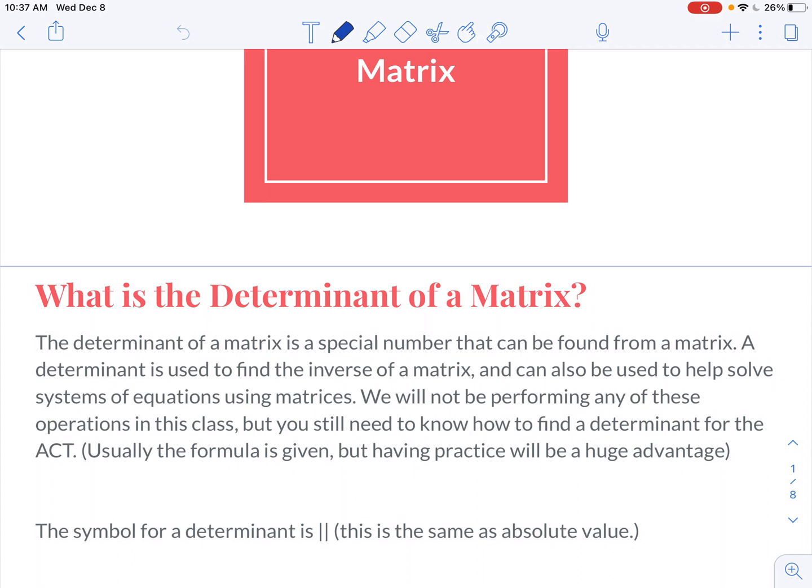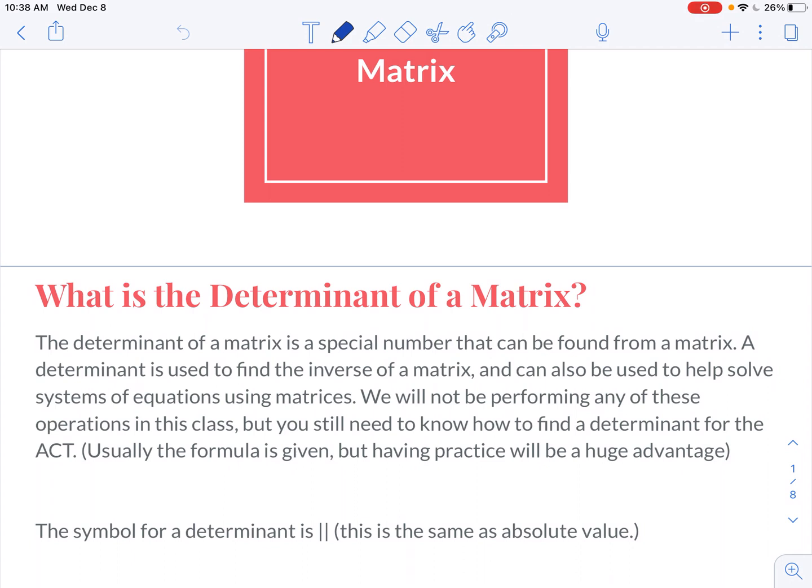We're not going to actually use what the determinant is for, but we need to know how to find the determinant for the ACT. On the ACT, you will see this question. Again, it's like an imaginary number type thing. If you've taken 5 or 6 ACT practice tests, I guarantee you've seen a find the determinant of this matrix at least 2 or 3 times, if not more. Even though I can't guarantee that you'll get a determinant question on your ACT, I can guarantee that there's a high probability of getting one.